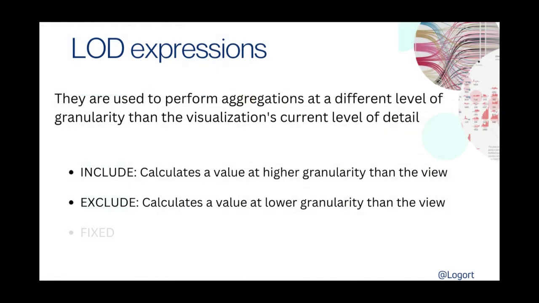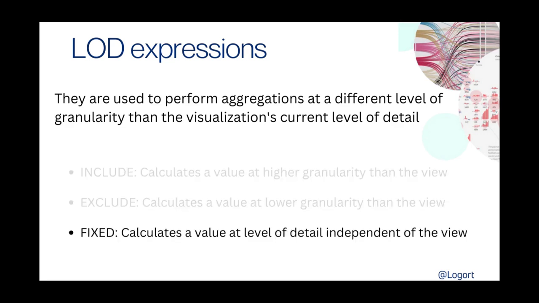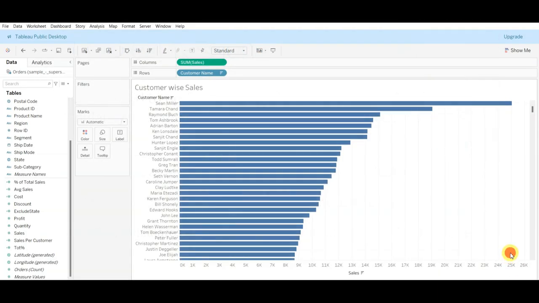So far in LOD expressions, we covered include to calculate at a higher granularity and exclude to calculate at a lower granularity than the view. What if our calculations are at the level which is independent of the view? For example, in this visualization, we see customer-wise sales. Now, if we want to highlight how much of these sales came from profitable versus unprofitable orders, we need to calculate order-wise profit, which is nowhere related to the existing view. For such scenarios, we need fixed type of LOD expressions.